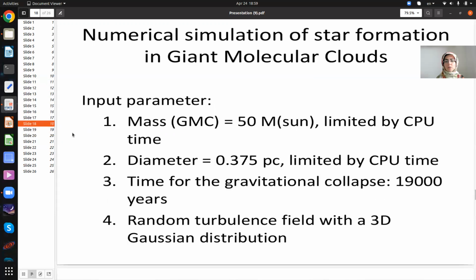Input parameters are: mass of the giant molecular cloud, 50 solar masses, limited by CPU time. Diameter is 0.375 parsec, limited by CPU time. Time for the gravitational collapse, 19,000 years. A random turbulence field with a 3D Gaussian distribution.